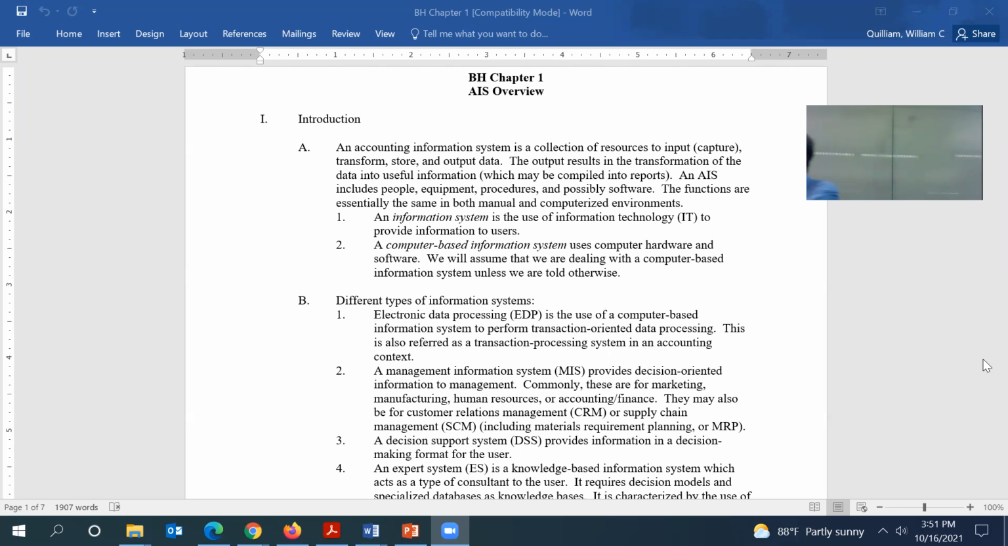So let's think about that here a little bit more. We know that an accounting information system really is a collection of resources to input or capture, transform, store, and output data. So again, making sure that everything goes okay along here. Making sure there are no security breaches, such as people's credit card numbers, addresses, etc., being leaked. We don't have a security breach.